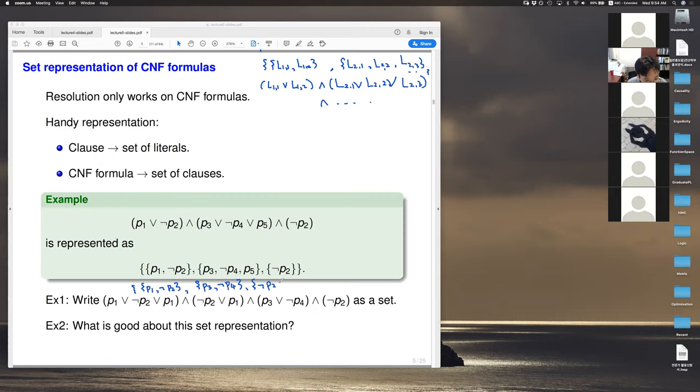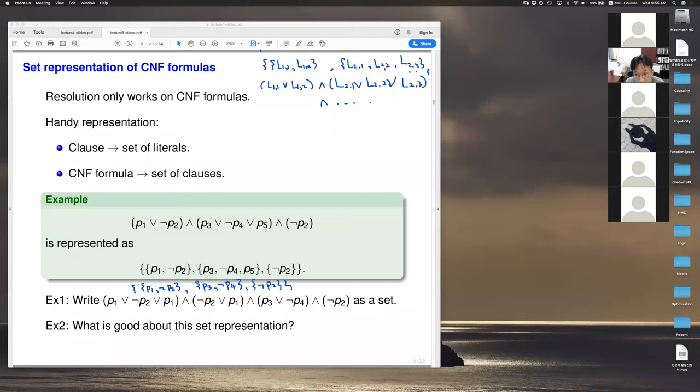The reason it's good is that you can see some repetitions disappeared. The syntactic formula can sometimes be very redundant. In particular, it doesn't really know that disjunction is idempotent, which means P1 disjunction P1 is the same as P1. It doesn't know that kind of information. But if you express it in terms of sets, that information gets incorporated automatically.